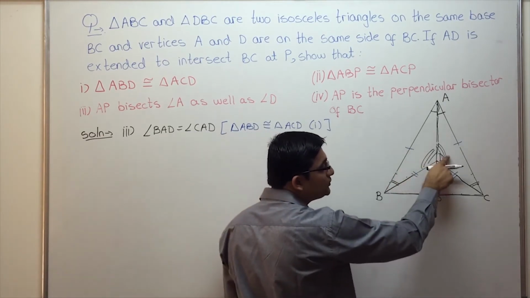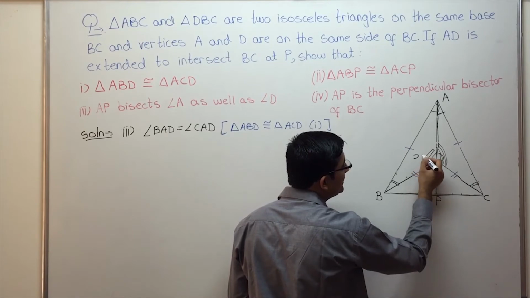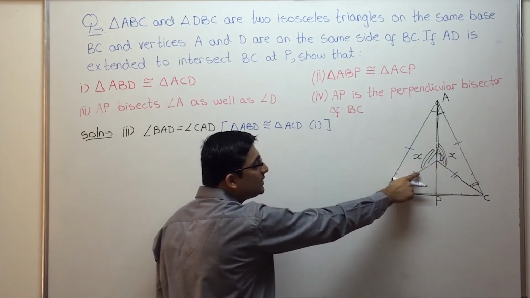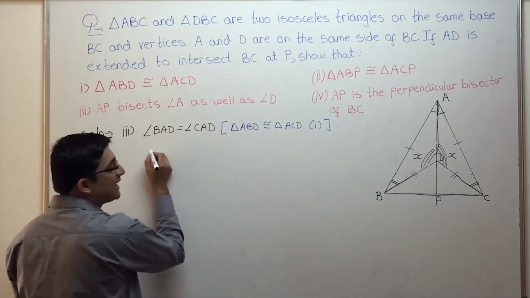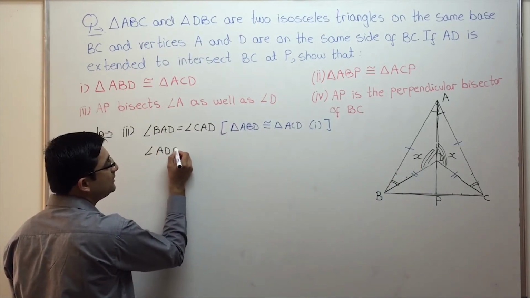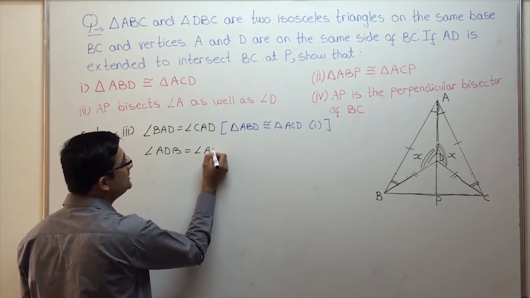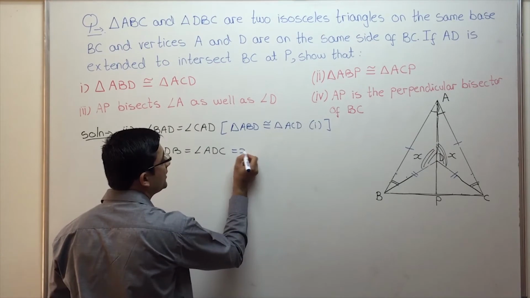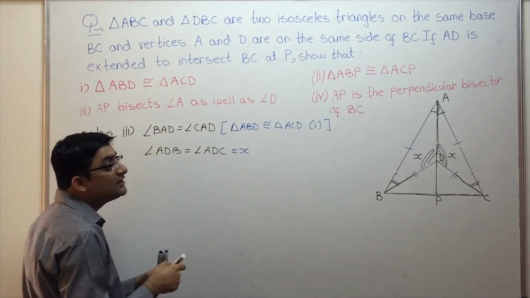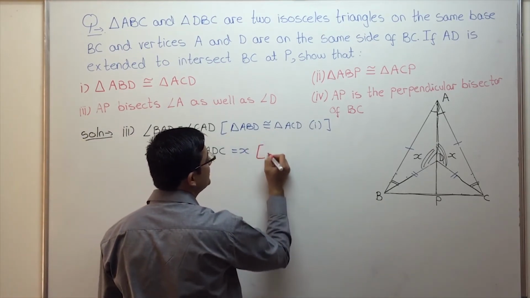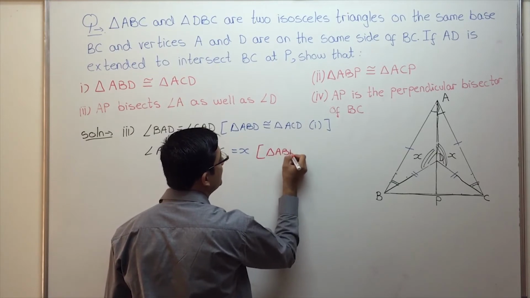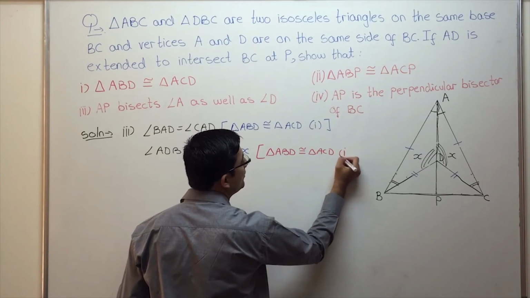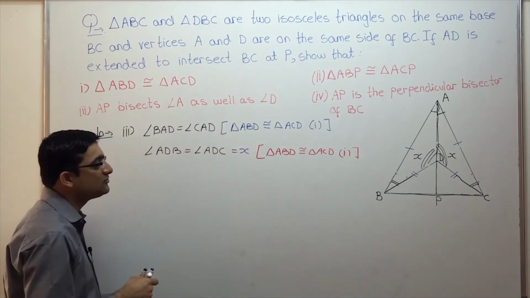See, we already know these two angles are equal. So let's say this over here is x, this over here is also x, right? Earlier we have shown these two angles are equal. So I'll write it once again. That is angle ADB is equal to angle ADC, right? I'm assuming them to be x. From where did I get this? We proved this in part 1. That is the same reason: triangle ABD is congruent to triangle ACD. So by CPCT, we got these two angles to be equal. You can give reference of part 1.